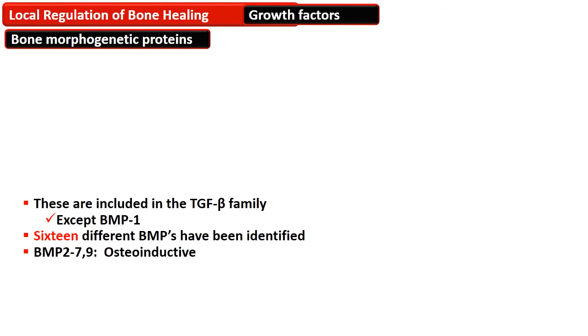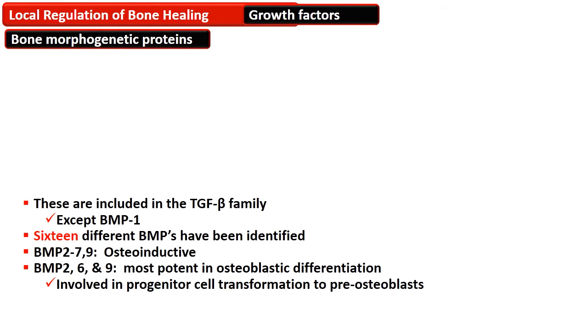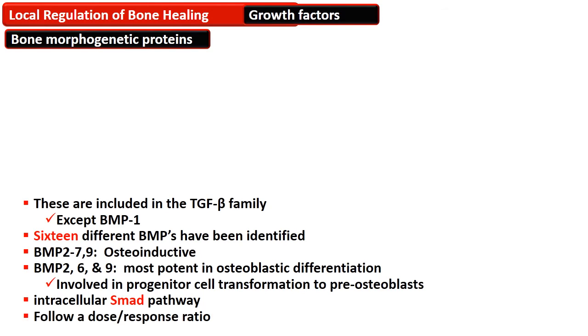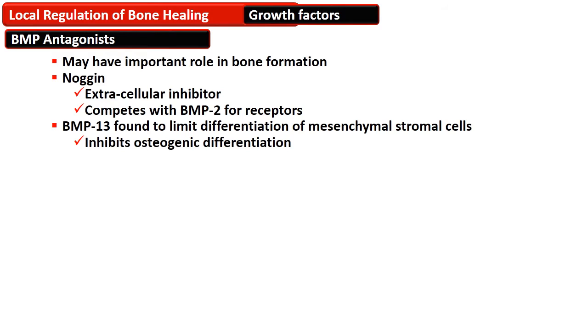BMP2, 7 and 9 are osteoinductive, while the function of 2, 6 and 9 is osteoblastic differentiation. They work through the intracellular SMAD pathway, and the concentration of the bone morphogenetic protein is directly proportional to the response. Noggin and BMP13 are considered BMP antagonists. Noggin is an extracellular inhibitor and competes with BMP for receptor binding, and BMP13 is found to limit the differentiation of mesenchymal cells, hence inhibiting osteogenic differentiation.